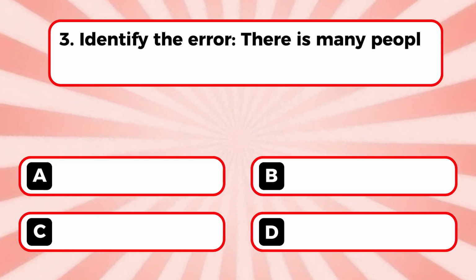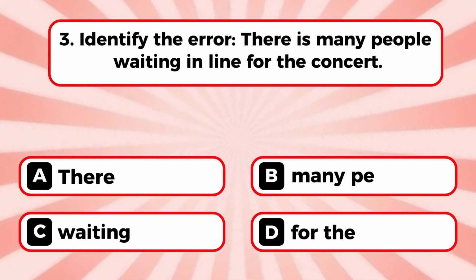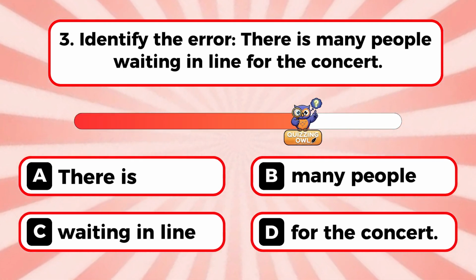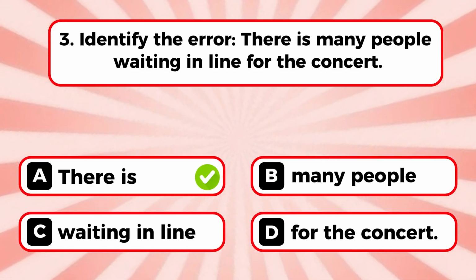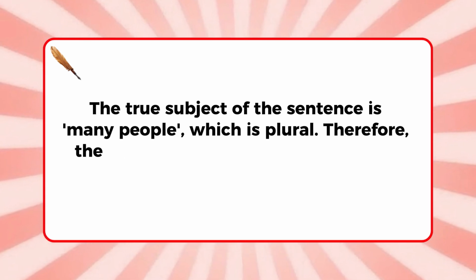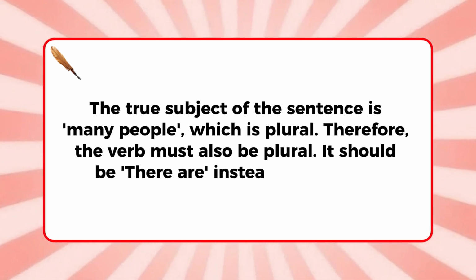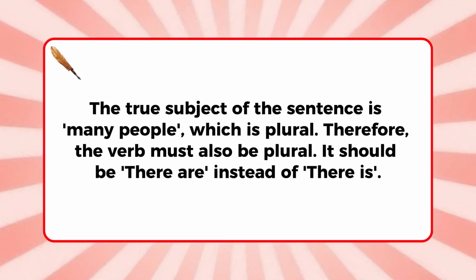3. Identify the error. There is many people waiting in line for the concert. The true subject of the sentence is many people, which is plural. Therefore, the verb must also be plural. It should be there are instead of there is.